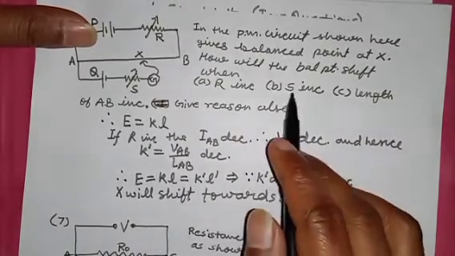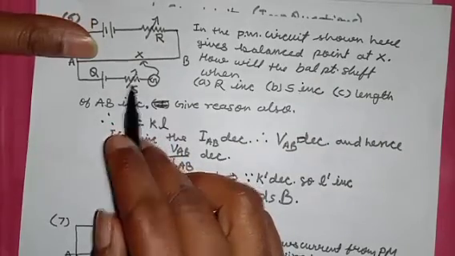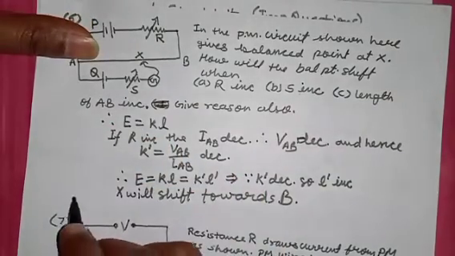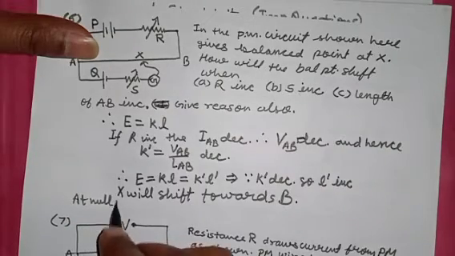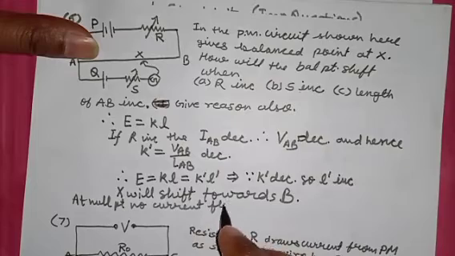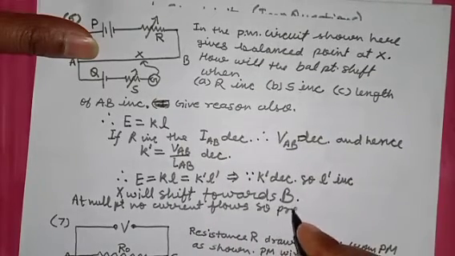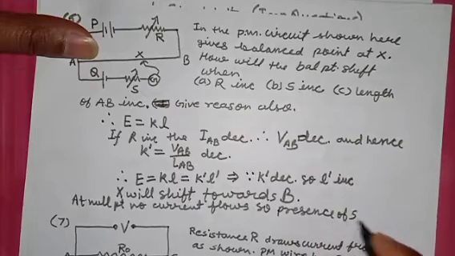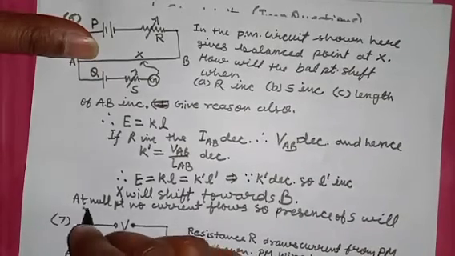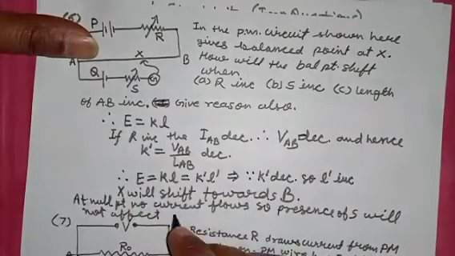Next, second part: S increases. So there is no effect of this resistance. Why? Because at the null point, no current flows. So the presence of S will not affect that position of X.